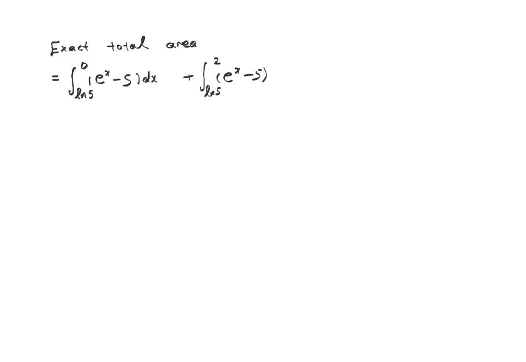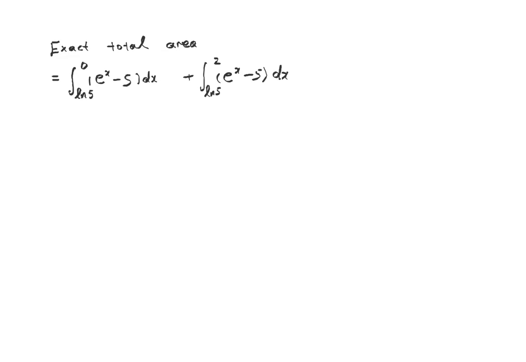Okay, so I will write the expression as the exact total area. Every time when you write all this, you write the expression first. So you integrate from ln phi to 0 of e to the power x minus 5 dx, plus integrate from ln phi to 2 of e to the power x minus 5 dx.